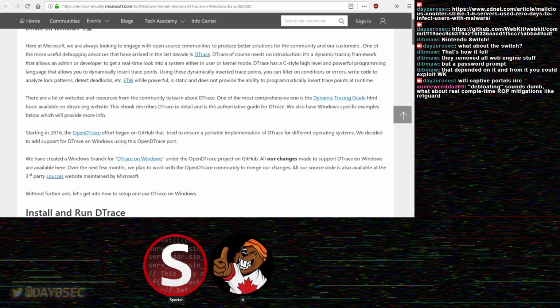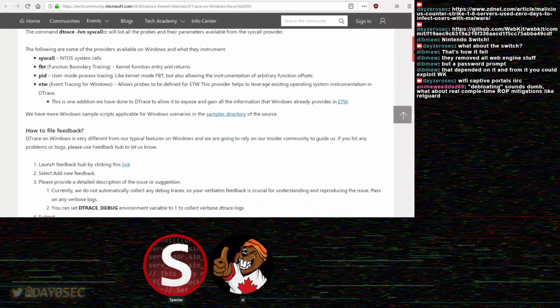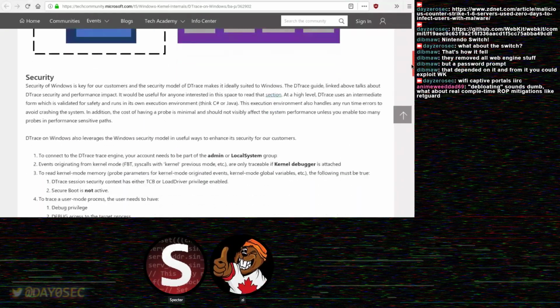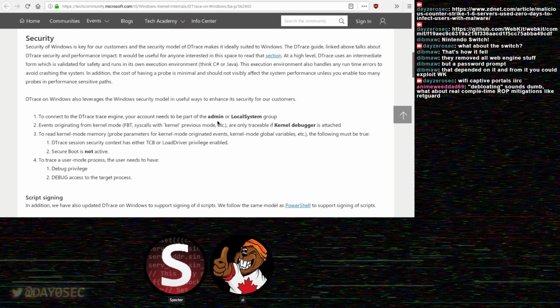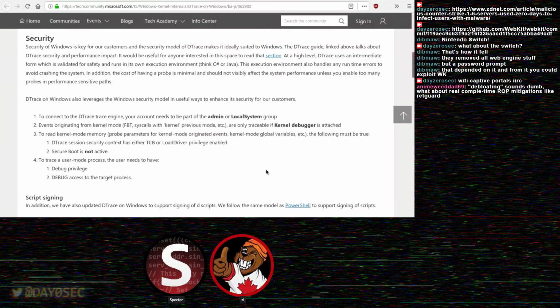One thing I wanted to add was the kernel component that you were talking about. I think you do need to have a kernel debugger attached at boot time for it to let you do that. Maybe I misread something, I just want to make sure, but I do remember seeing something about that. Yeah, events originating from the kernel are only traceable if a kernel debugger is attached. So that's just something I wanted to mention on top of what you were talking about. Which is fair. You're not doing this on a system that you don't control.